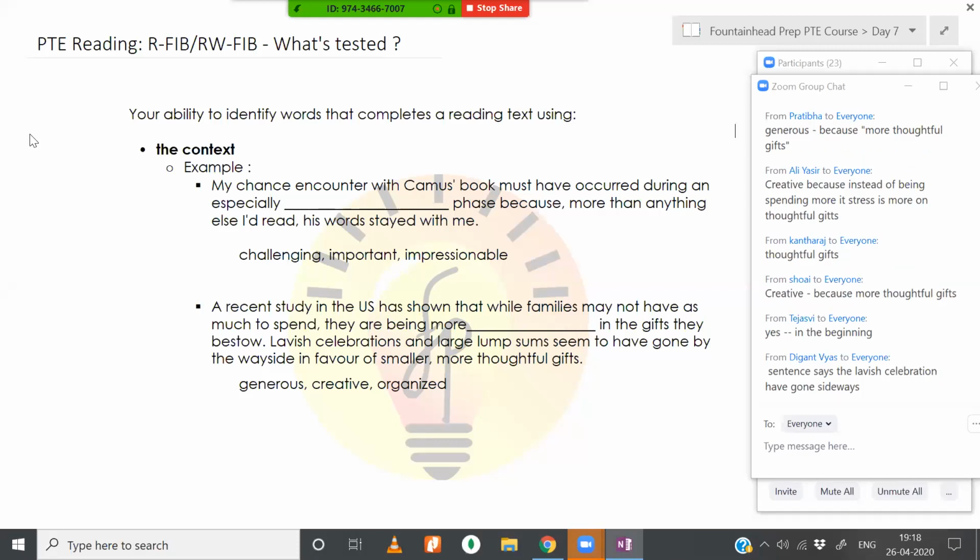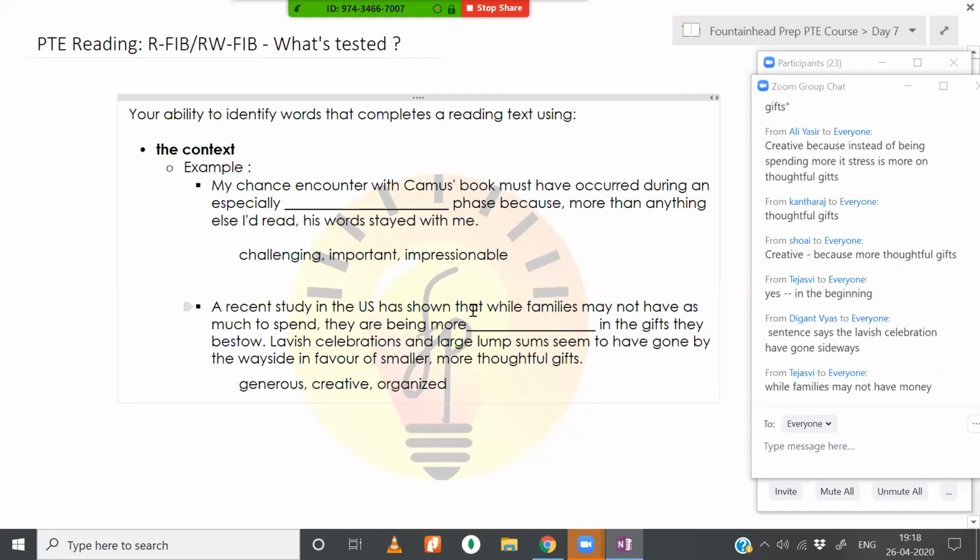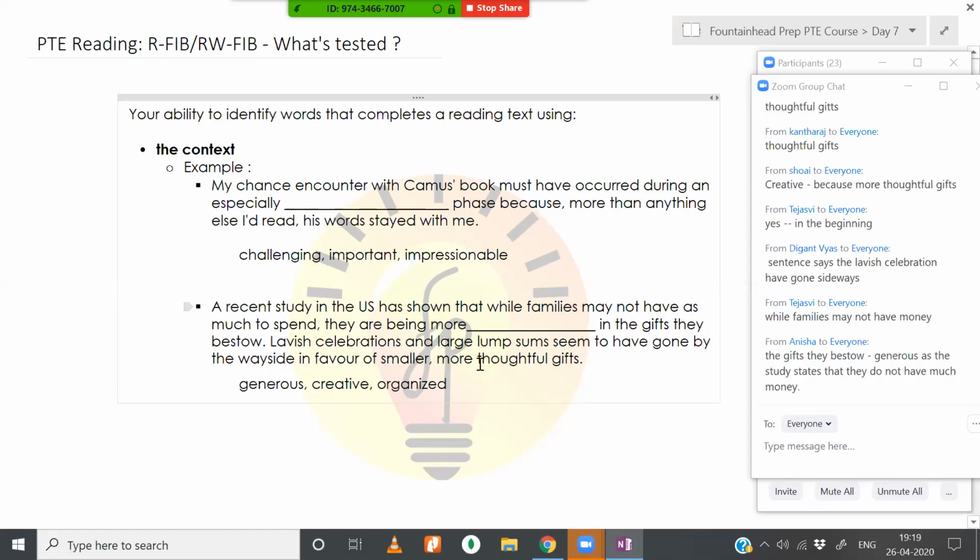Yeah. So Tejasvi, the sentence starts by saying that a recent study in the US has shown that while families may not have as much to spend, they are being dashed in the gift they bestow. Lavish celebrations and large lump sums seem to have gone by the wayside in favor of smaller, more thoughtful gifts.